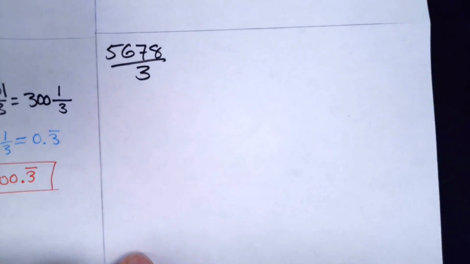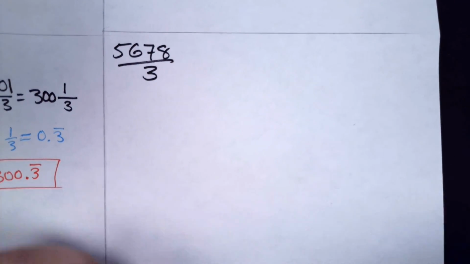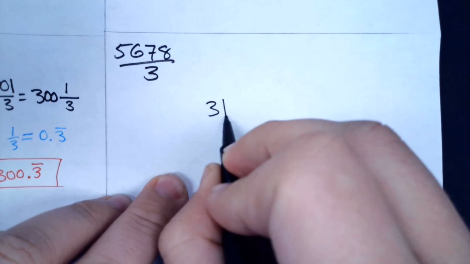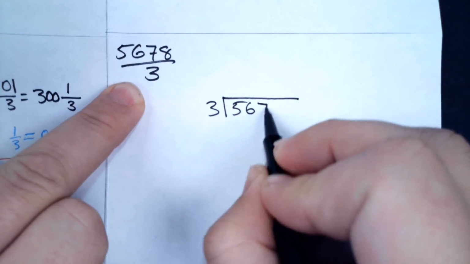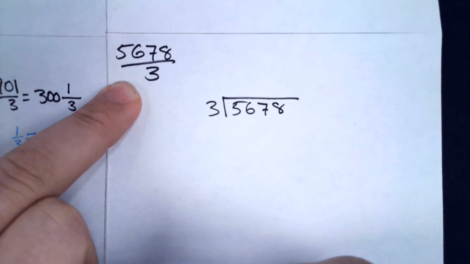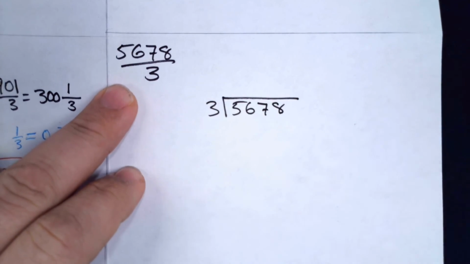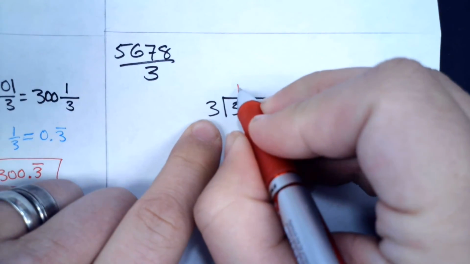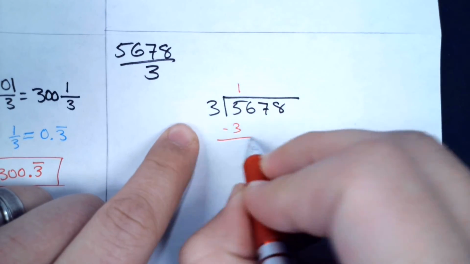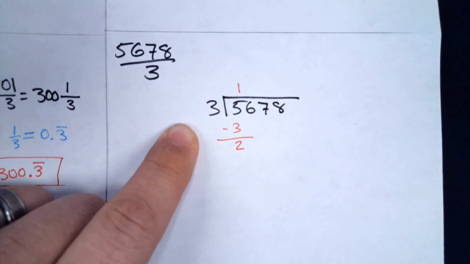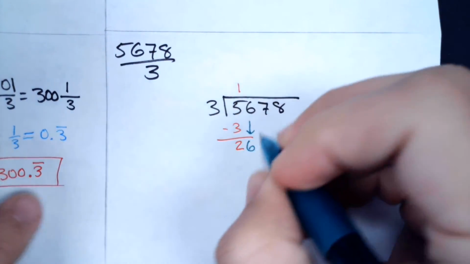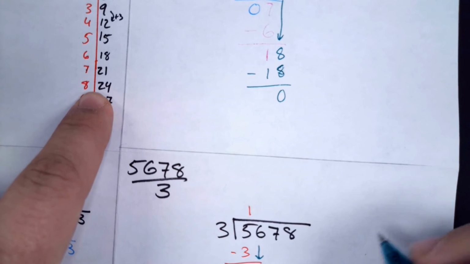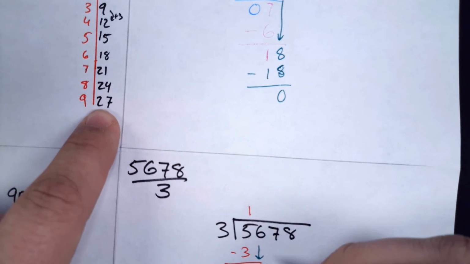Okay, one more time, because there's only one other possibility here. I've got 5, 6, 7, 8. So 3 goes on the outside because it's on the bottom. 5, 6, 7, 8 goes on the inside because it's on the top. 3 goes into 5 once, according to my table. So then I get a 2 there. I bring down the 6. So 3 goes into 26 8 times, right? Because 26 is smaller than 27.